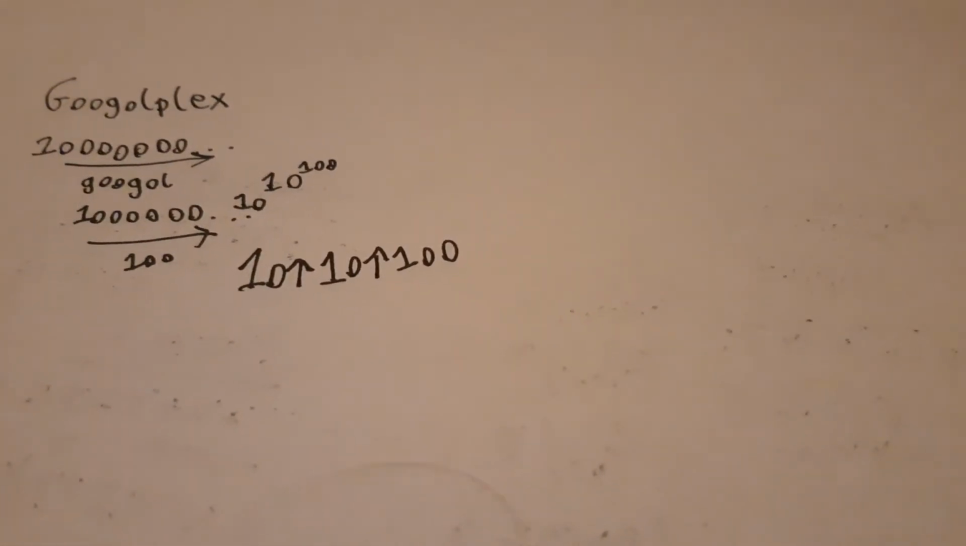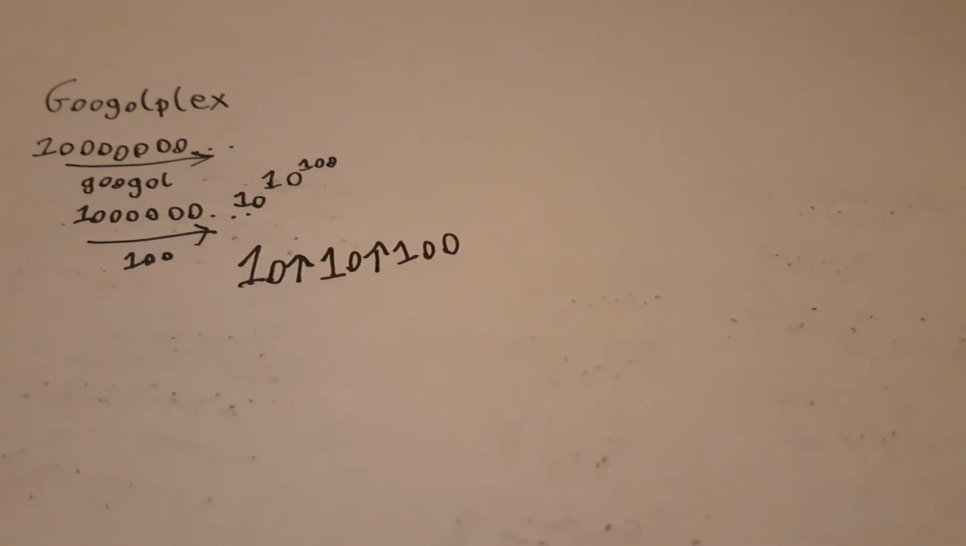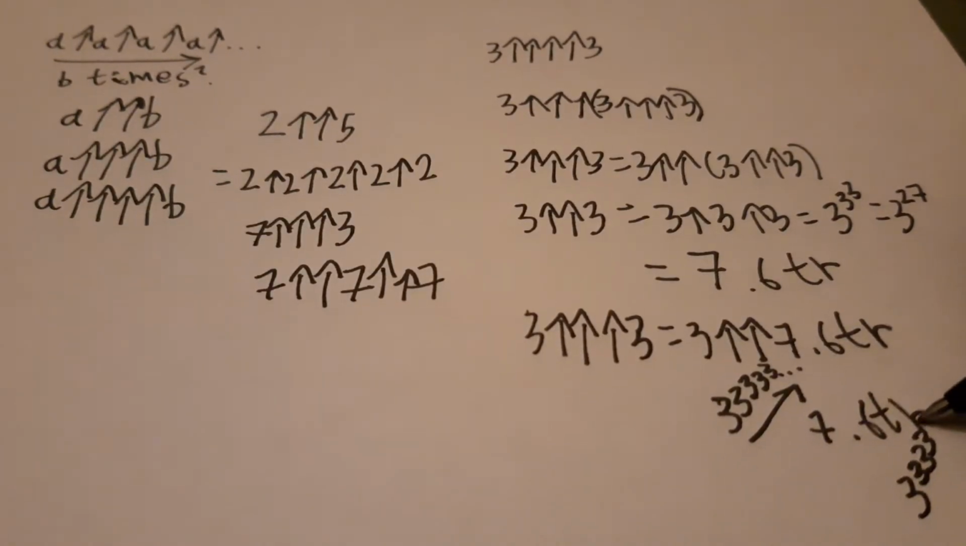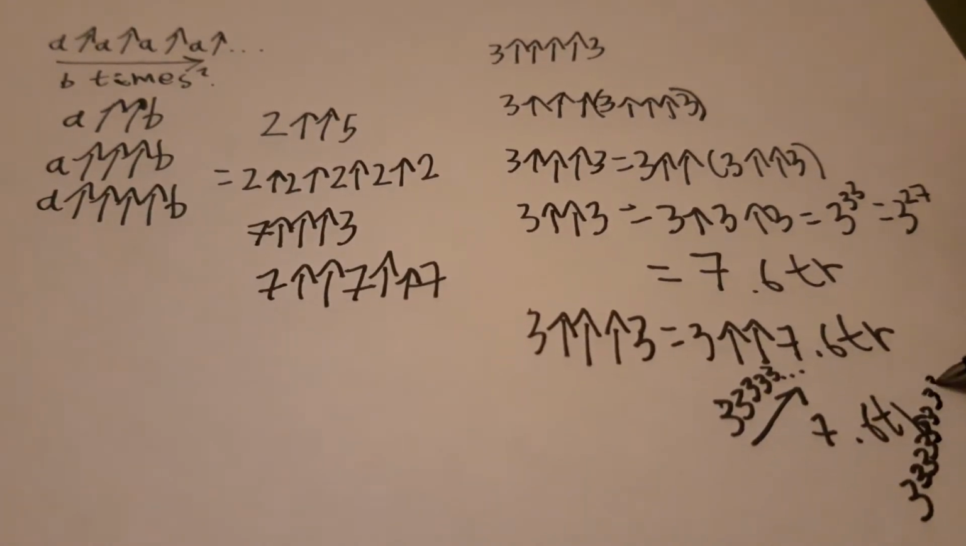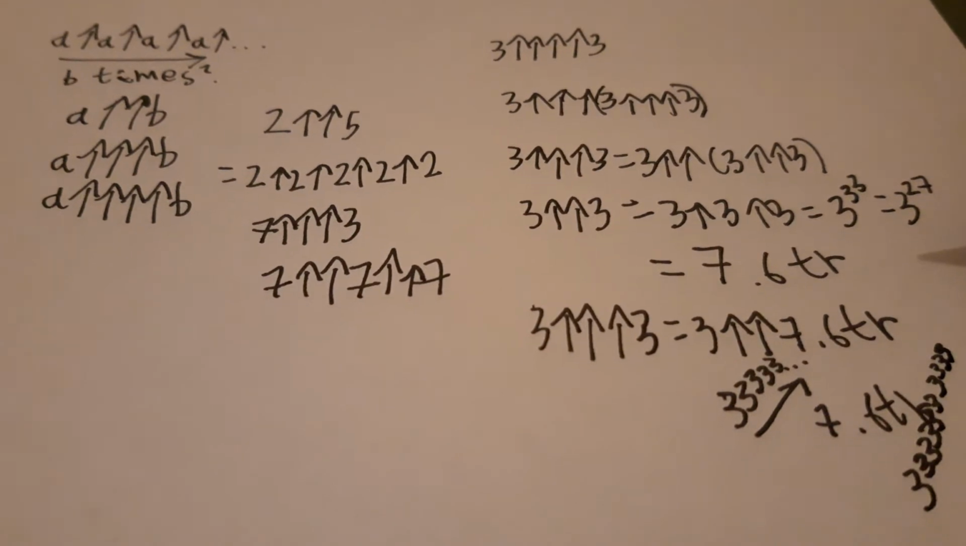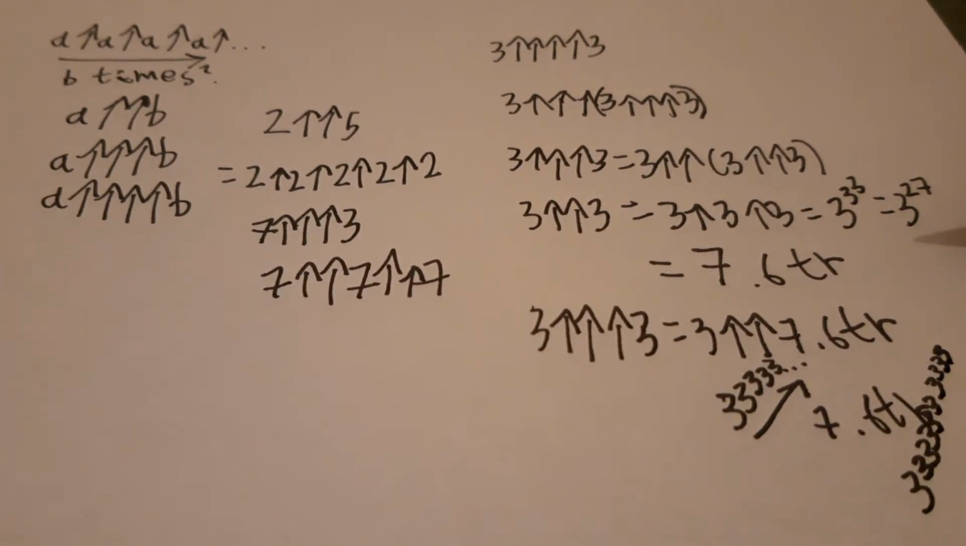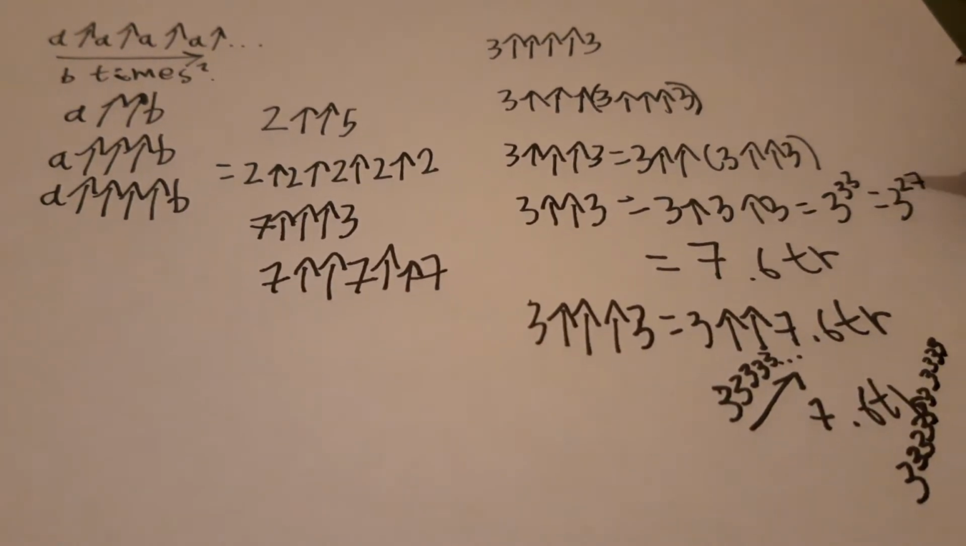Now, a Googolplex seems very big on the surface, but you can just stack together a few 3s, and it's already bigger. Now, that's only with 4 of them, but if you keep adding more until you have 7.6 trillion of them, that's going to be a massive, massive number.